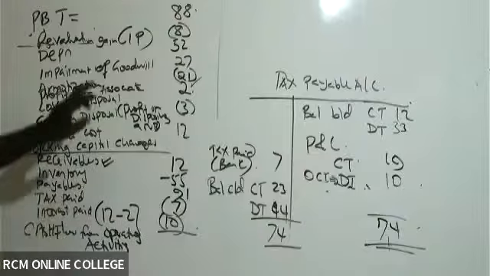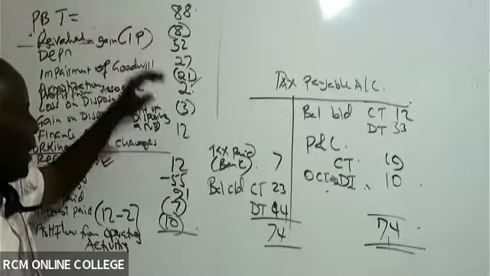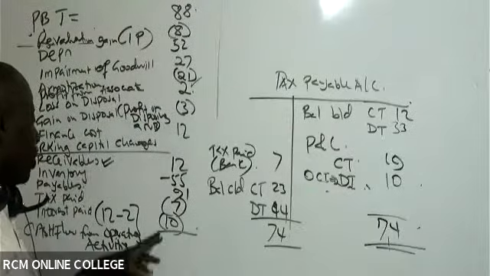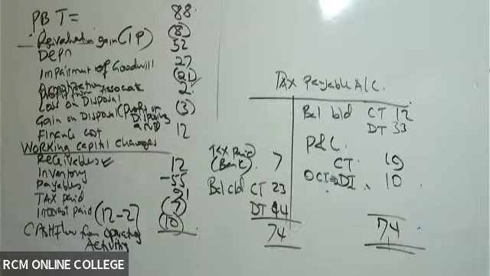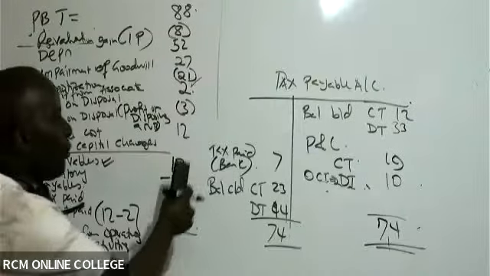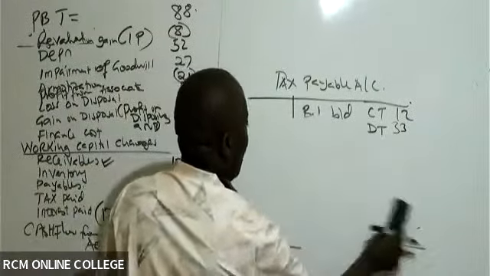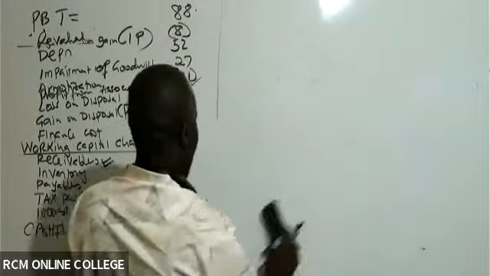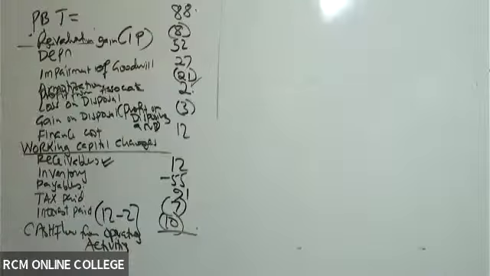Cash flow from operating activities. How much do we have from the very beginning here? 88 minus 8 plus that, plus minus. And then you give me the total figure here. Cash flow from operating activities. How much do we have here?